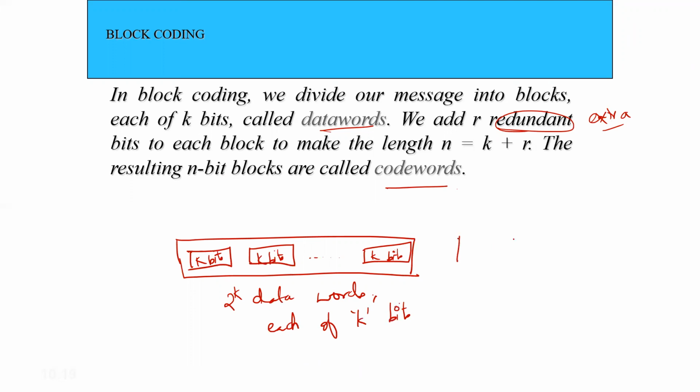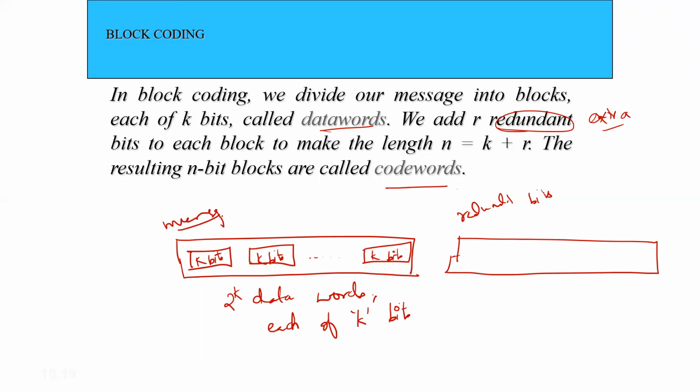Now next, if this is your message, to that I am adding the redundant bits and making it an n bit block. So this is of n bits.